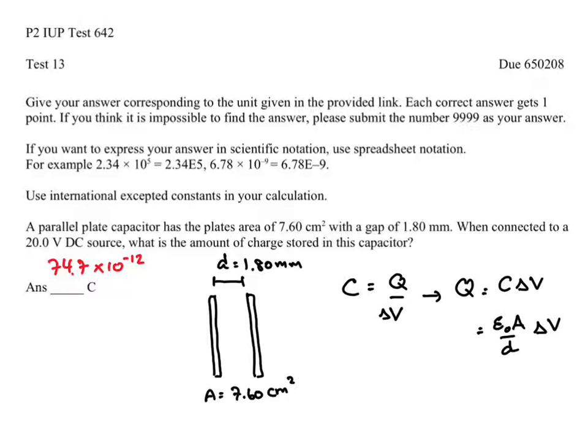Okay, let's see the solution to test number 13. In this test, the question is that a parallel plate capacitor has a plate area of 7.6 square centimeters with a gap of 1.9 millimeters. When connected to a 20 volt DC source, what is the amount of charge stored in this capacitor?